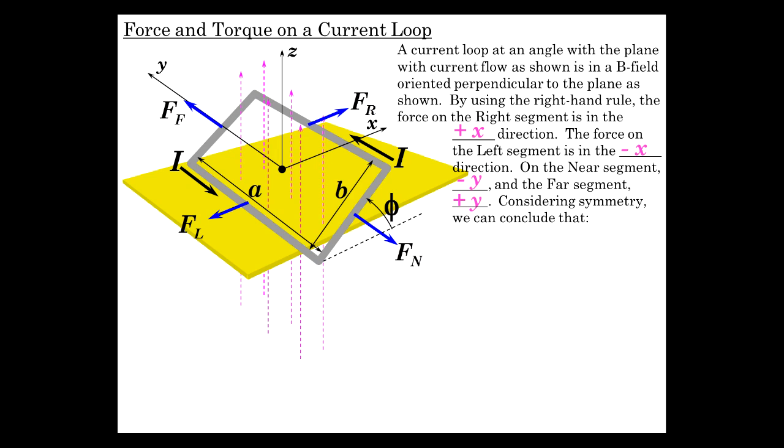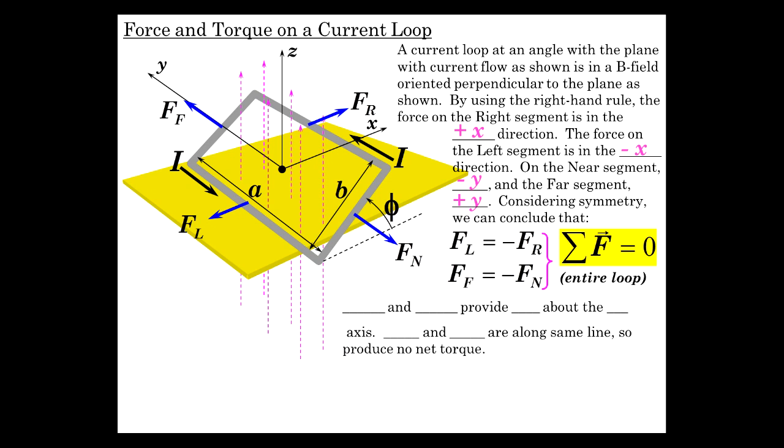From symmetry, these near and far pieces cancel, and there's symmetry on the right and left as well. The left is negative to the right. The far and the near segments are equal and opposite as well. So the total force is 0 on the entire loop. The loop does not shoot off this plane and take off up into the air or something. There's no net force. What about torque?